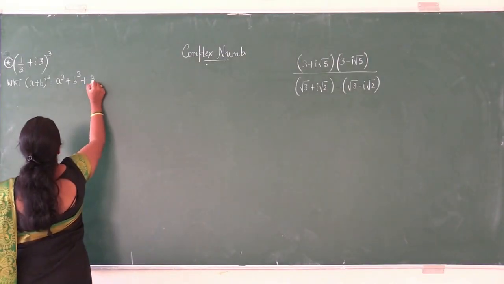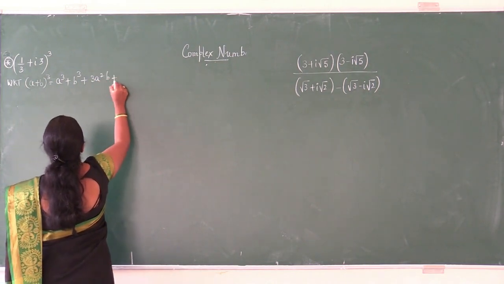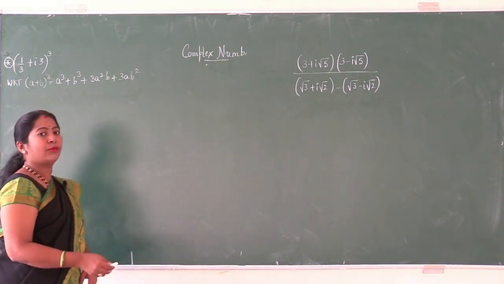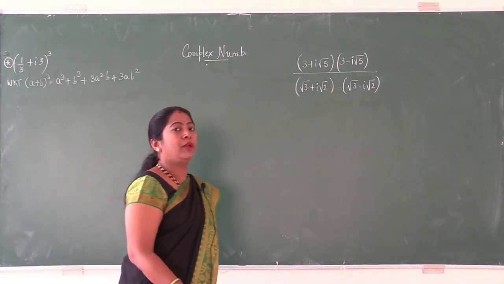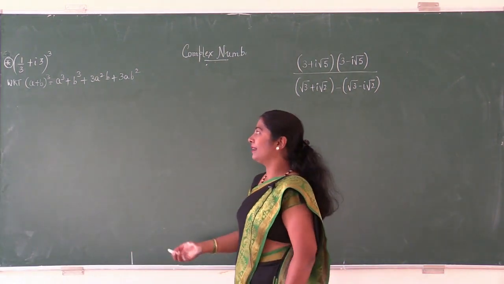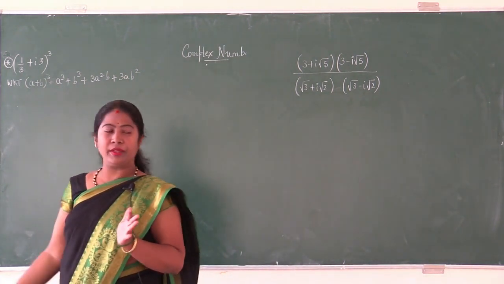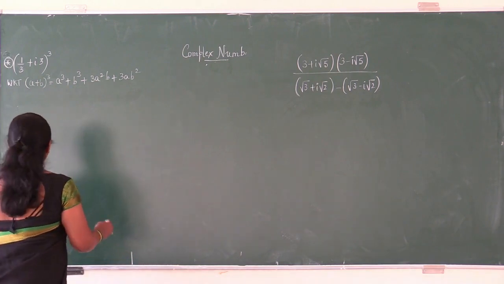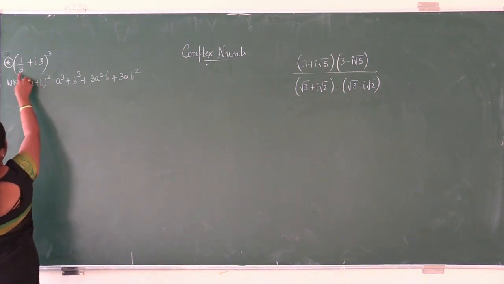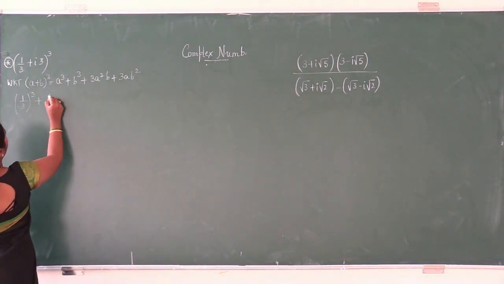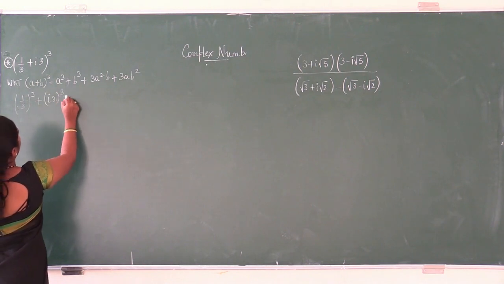a cube plus b cube plus 3a square b plus 3a b square. What is the value of a? 1/3. What is the value of b? It is i into 3. So expanding this according to the formula, we get, this is a and this is b. What is a cube? (1/3) whole cube plus what is b cube? (i·3) whole cube plus 3.